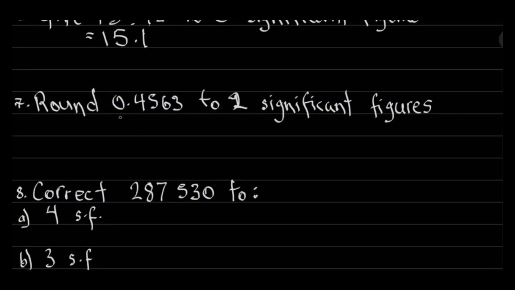Moving on, we have 0.4563 to 2 significant figures. So rounding this up, we are going to have our first 2 significant figures to be 4 and then 5. So this will give us 0.46. We have to increase 5 to 6 because of the value of 6 here. It is greater than 4, so we must add 1 to 5.